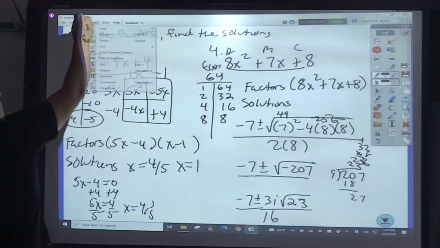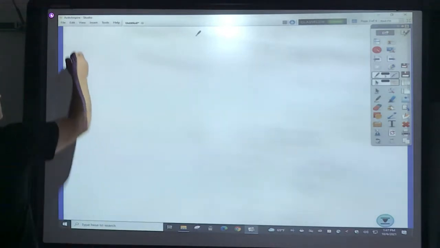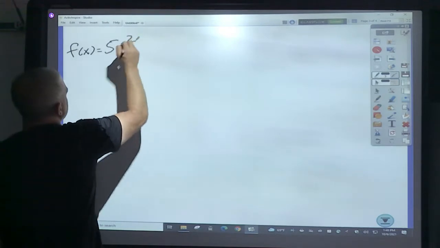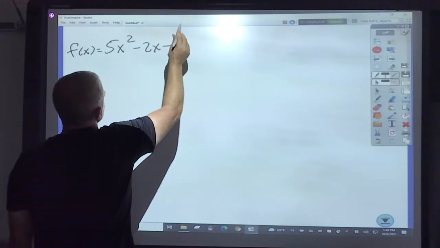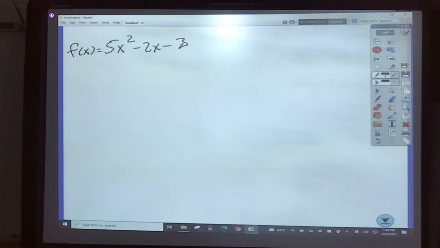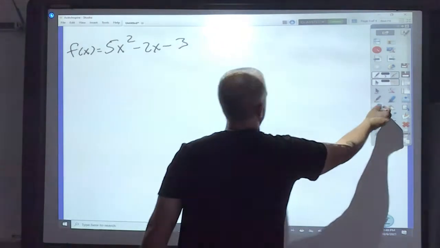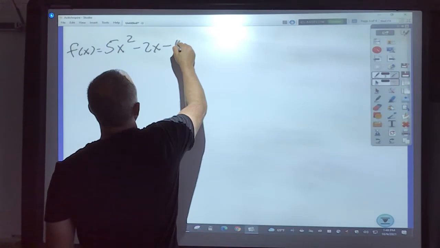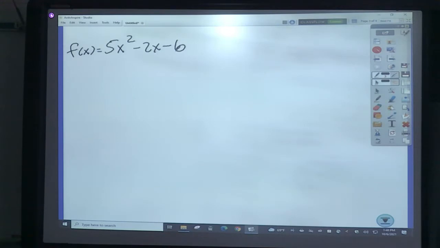Let's do another one. Let's go 5x squared minus 2x minus 3. I think that's going to work. Let's do not negative 3, let's do negative 5 or negative 6. Yeah, that's a good one. So let's find the solutions, find the factors.